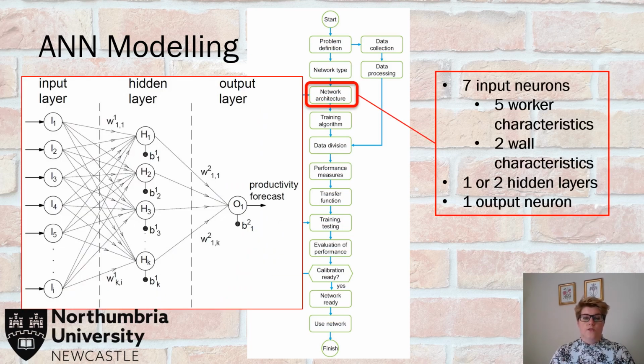The next thing to determine is the network architecture. So we have three different types of layers. There's the input, the hidden, and the output layers. There could be one or more hidden layers depending on the network. We have as many input neurons as input variables. So in our case, it was 7. We had 5 worker characteristics and 2 wall characteristics. There is only one output neuron, and that is the forecasted productivity rate.